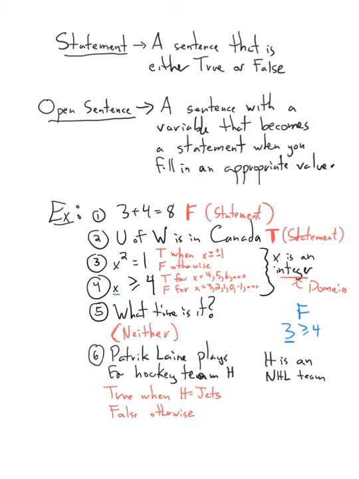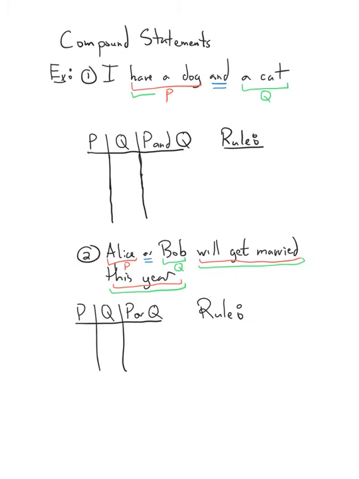So they are statements and open sentences. All right, so here we have two different compound statements. What I mean by a compound statement is we're taking two statements and we're joining them together with either the words and, in example 1, or.